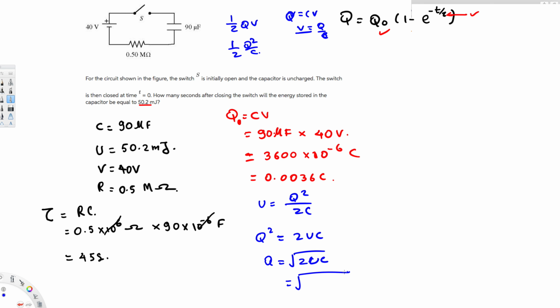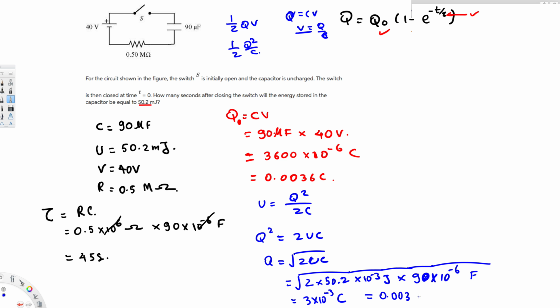So this is going to be 2 times the energy, that is 50.2 millijoule. Milli means 10 to the power minus 3 joule, times the capacitance, that is 90 microfarad, 90 times 10 to the power minus 6 farad. If you calculate this, that gives us a charge of 3 times 10 to the power of minus 3 coulomb. This is the same as 0.003 coulomb.